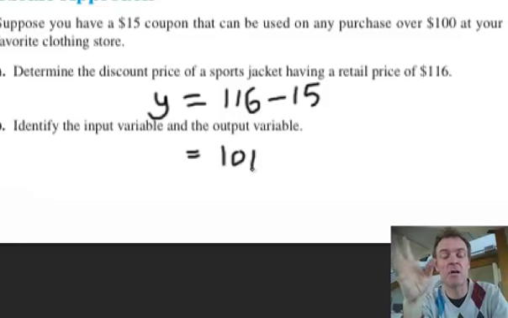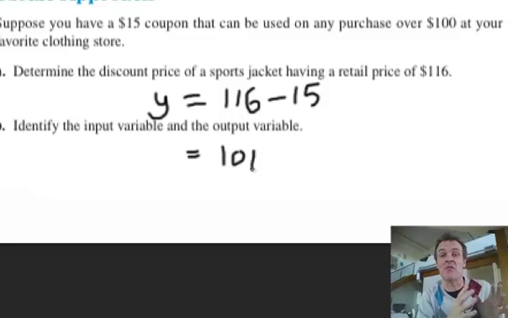The price of it. Then when I take off 15, the 15 has nothing to do with it as in X's and Y's. That's just what I'm going to take off. The output is the final discount price, the Y value. Now I'm going to jump ahead here.